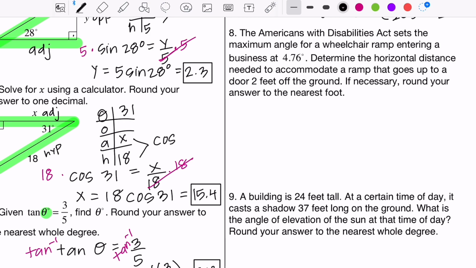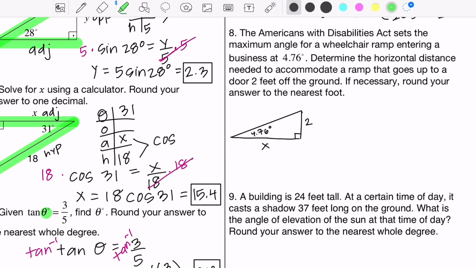So it says the maximum angle for a wheelchair ramp. So I'm going to draw a ramp just so I have a good idea. Has a 4.76 angle, a maximum angle. It says determine the horizontal distance. So the horizontal distance is left to right. So it's going to be that. And it's needed to accommodate a ramp that goes 2 feet off the ground.